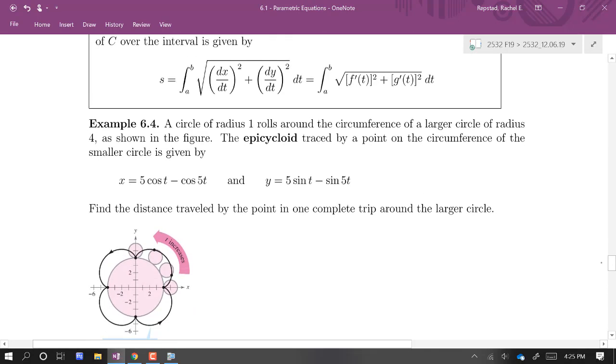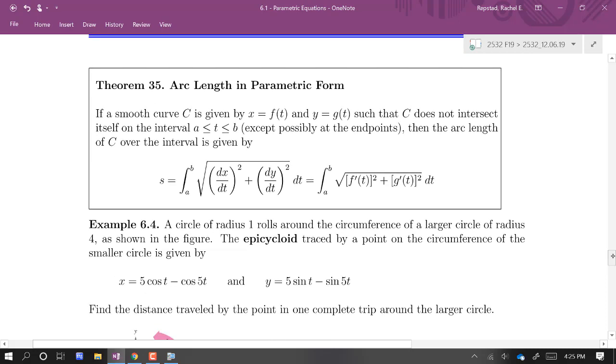We have to be careful a little bit. So let's see. This says if a smooth curve is given by this pair of equations, such that C does not intersect itself over the interval, except possibly at the endpoints, the arc length is given by this. So a smooth curve is usually one that is differentiable, not just continuous, meaning its tangent slope is well defined at every point over the interval.